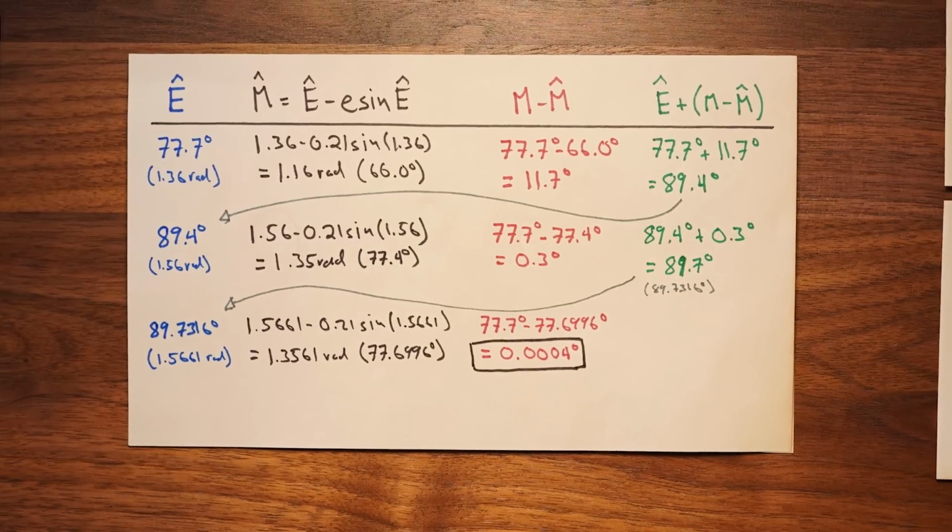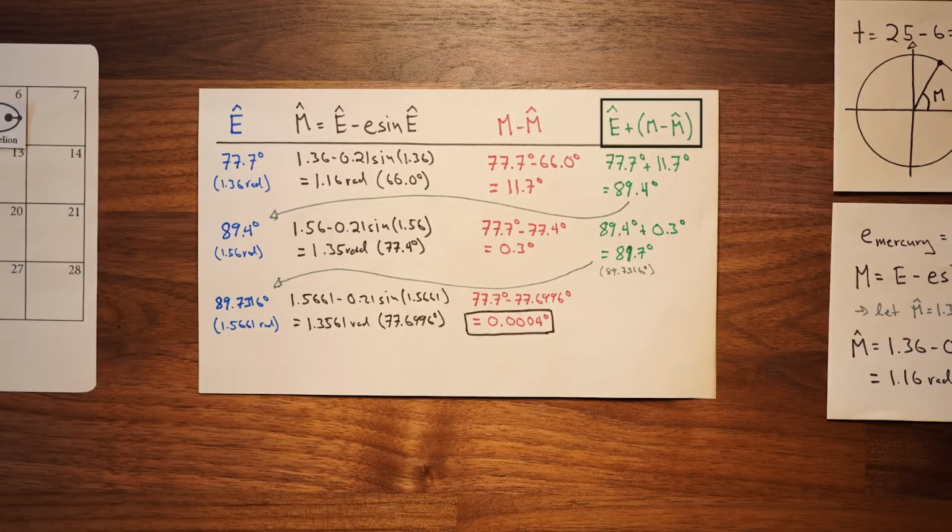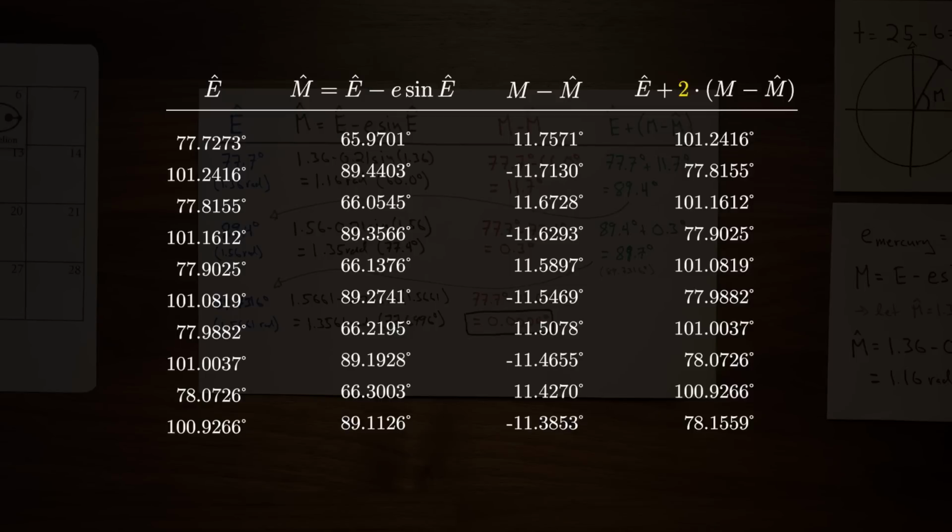Kepler doesn't give an explanation for how he landed on this exact approach. Why does adjusting our guess by exactly our error at each step work so well? Interestingly, if we modify Kepler's method to adjust our guess for E by twice the error at each step, it doesn't work at all.